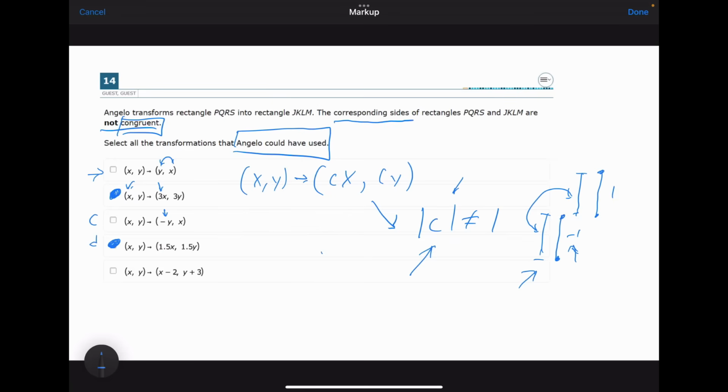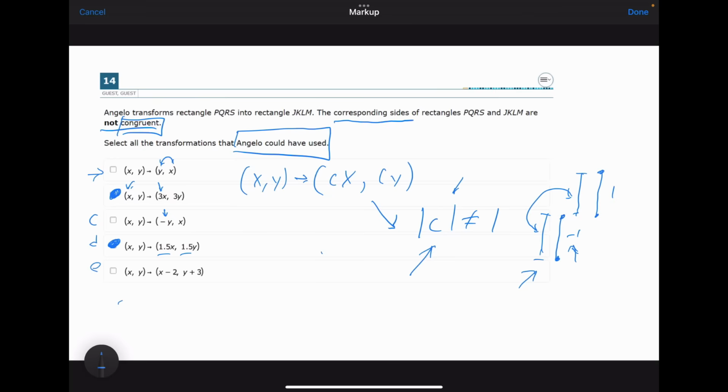D, we can just clearly mark here. We see that we have side length changing. Both side lengths are going to be changed by 1.5, at which point the side length is no longer going to be congruent to the original side length. It's going to be 1.5 times larger. That change is what we're looking for.